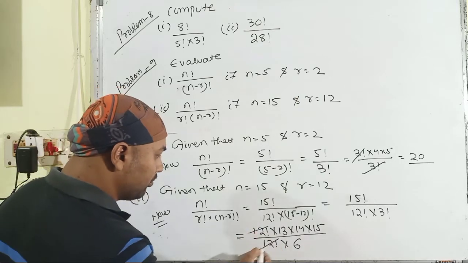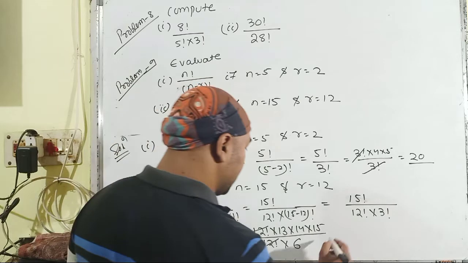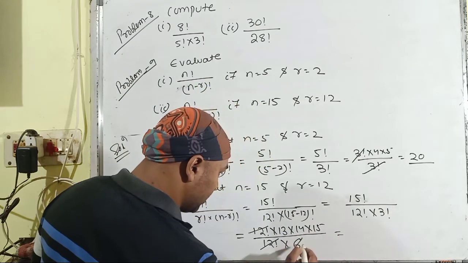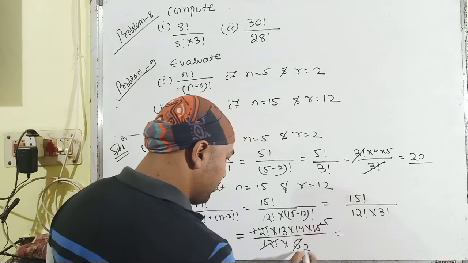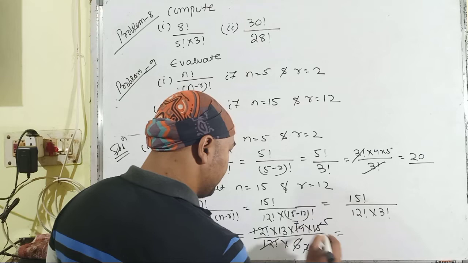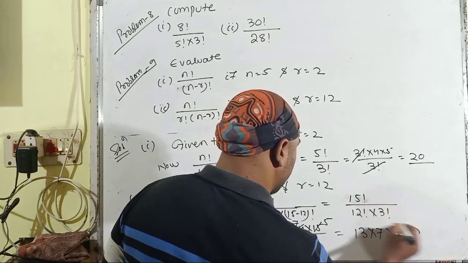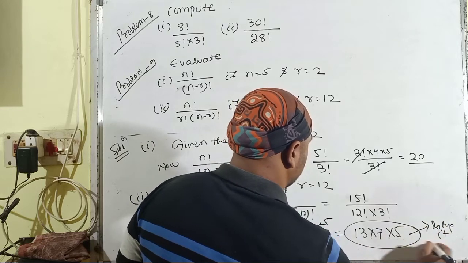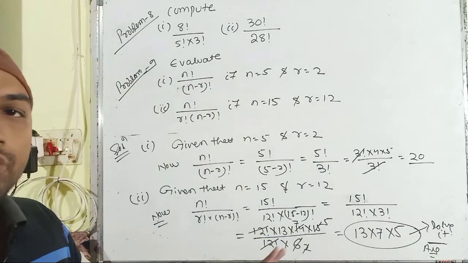So cancelling 12 factorial from numerator and denominator, you can have your answer here, and this is 13. Cancelling here 3 multiplied by 2, and 5, then it is 7, so 13 multiplied with 7 multiplied with 5, and solve it, and that is your answer. Just multiply these three numbers, then that will be your answer.